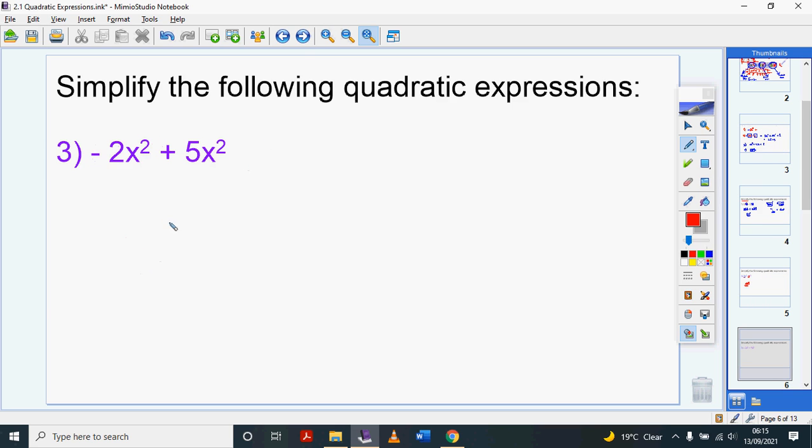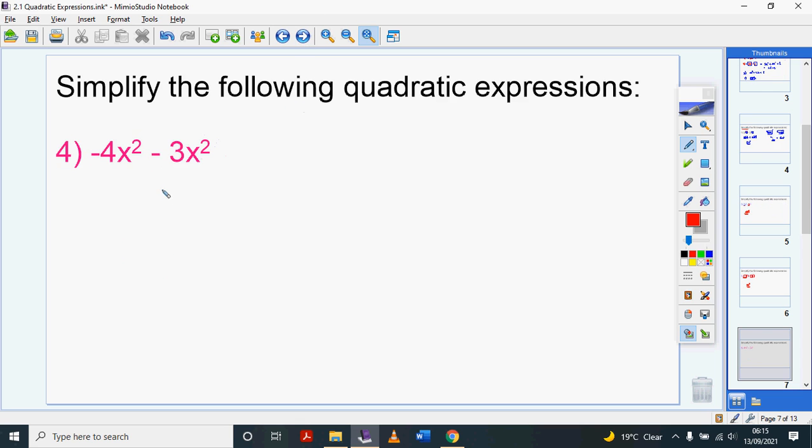Another example, I have negative 2x squared plus 5x squared. Again, this term is the same as this term because they're both squared terms. So I'll just add the numbers in front of them. So I'll just add negative 2 plus 5. And I know negative 2 plus 5 is 3, so my answer here is 3x squared.